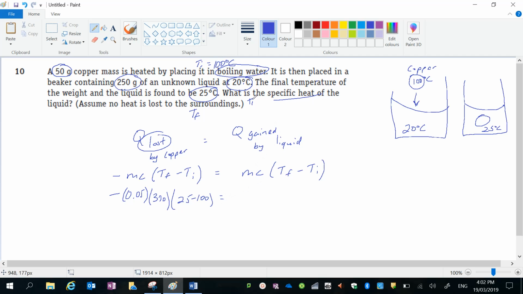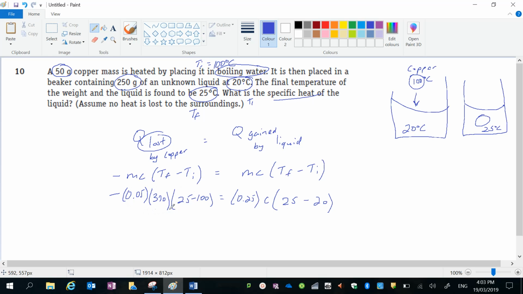equals the mass of the liquid, which was 250 grams, that's 0.25 kilos. Specific heat of the liquid is what we're trying to find, so that stays as C. Tf of the liquid was 25, and the initial temperature of the liquid was 20.